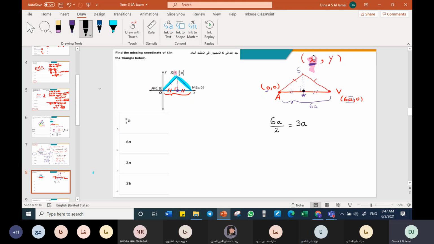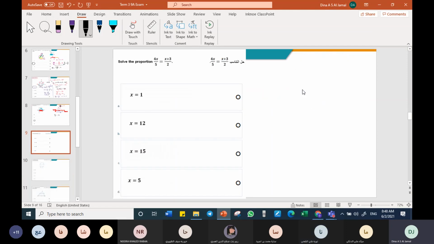So he just wants me to decide about the x coordinate, which is 3A. So you just need to understand that this altitude will be cutting your triangle into 2 equal pieces in the base. That's it. Okay. Now let's have this.